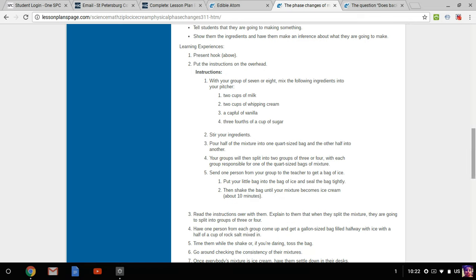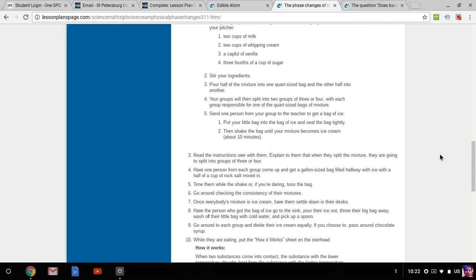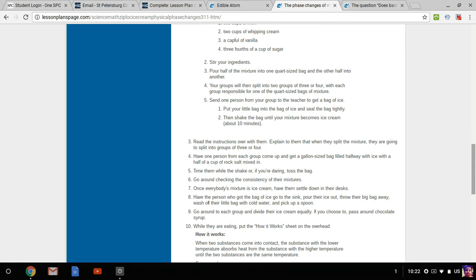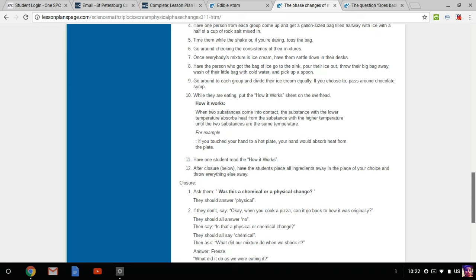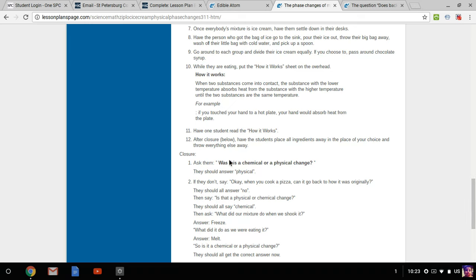I'm gonna instruct what they have to do, what they have to put one by one. As you can see here, the milk, the whipping cream, the vanilla, the sugar, and I'll be giving them the instructions on how to do it. And while they're doing it, while they're mixing all the ingredients, shaking the bag of ice, making sure the consistency of the ice cream goes from liquid to solid, I'll also be asking them questions like: was this a chemical or physical change? And different questions like that.